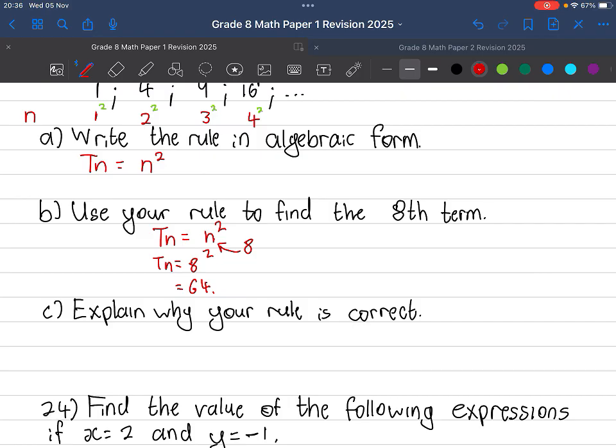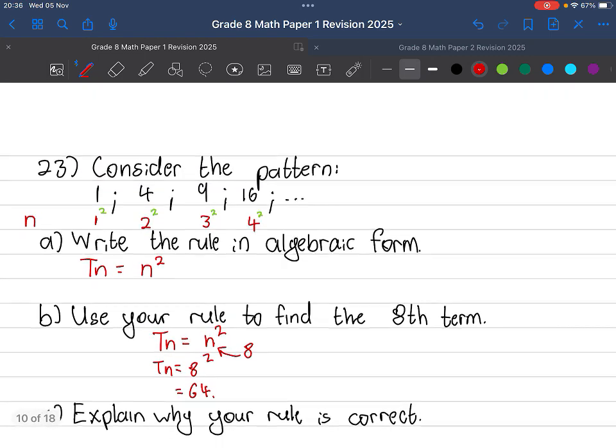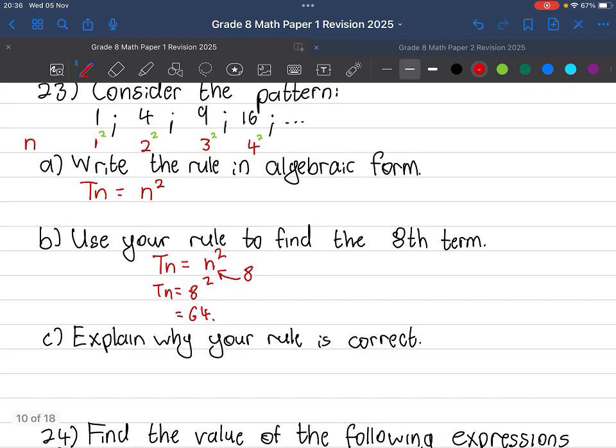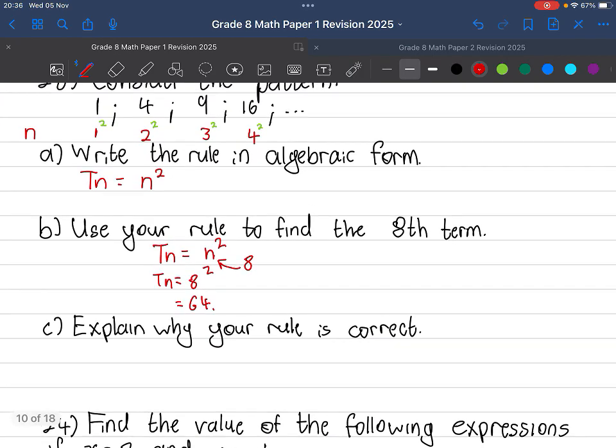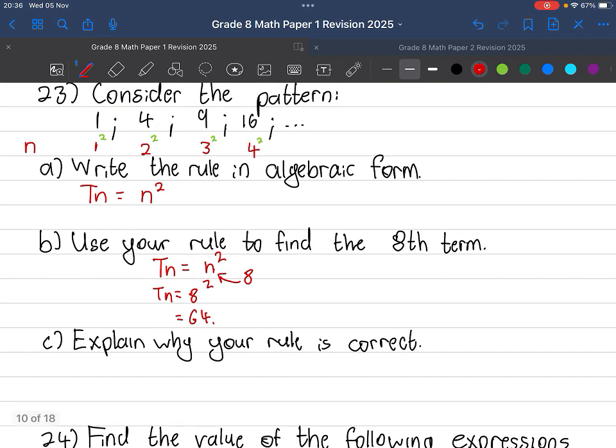Explain why your rule is correct. So why my rule is correct? It's because it gives me the correct outputs. It works with the values that I'm putting in. This is a bit of a silly question. If it works, it works, alright? So I'm not really gonna go ahead and answer that. And you don't really need to stress on that.